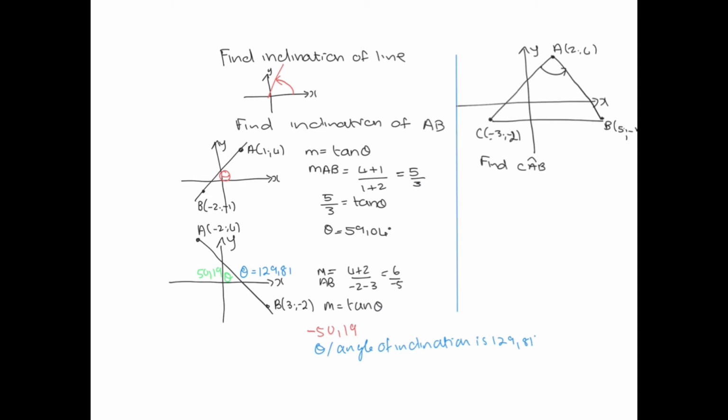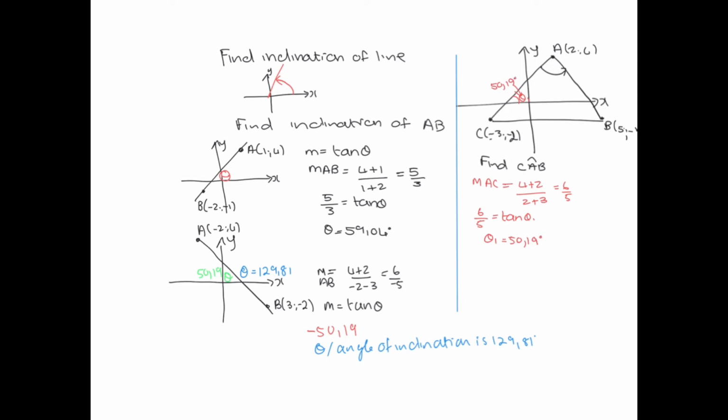So let's say we have here, the gradient of AC is equal to (4 + 2) over (2 + 3), which is 6 over 5. So 6 over 5 equals tan, and we're just labeling it differently, theta 1. So shift tan 6 over 5, and we get an angle, theta 1 is equal to 50,19. Now that's going to be over here, theta 1. That angle there is 50,19 degrees.